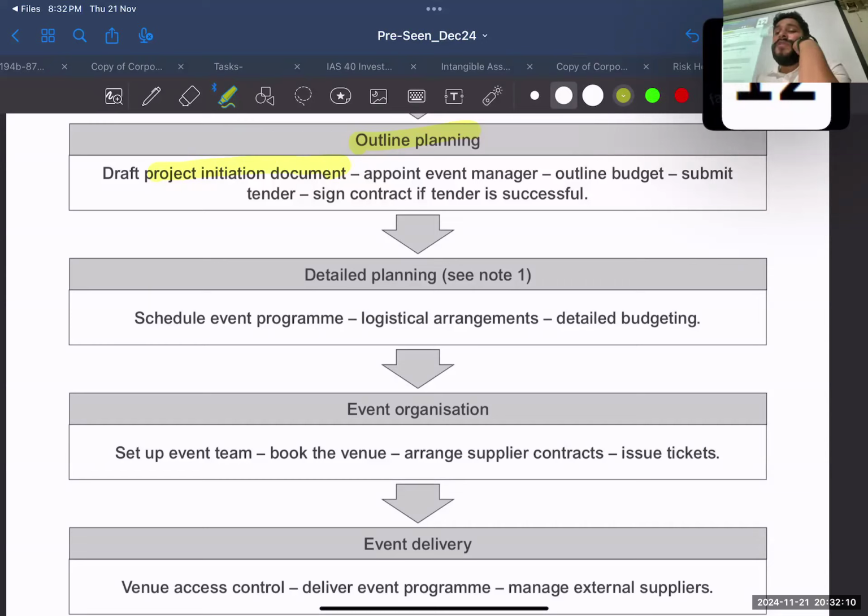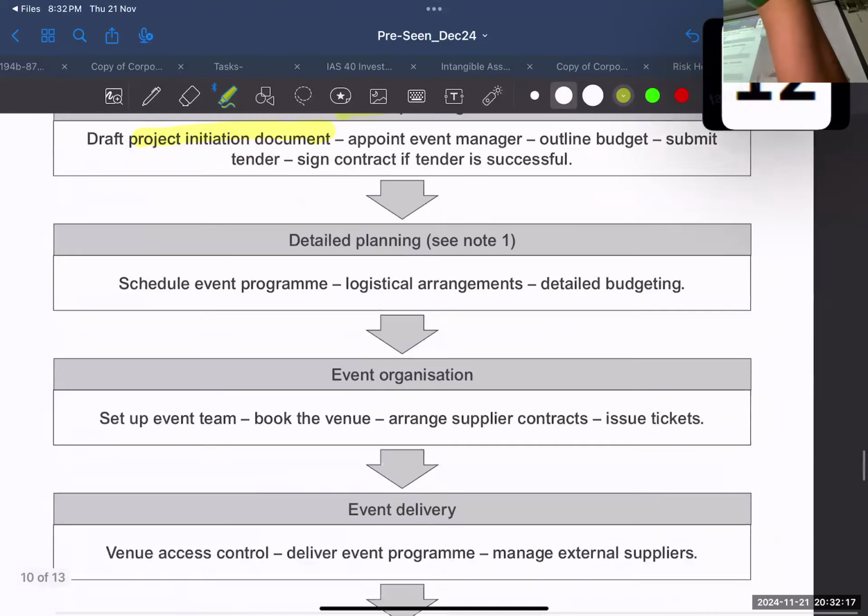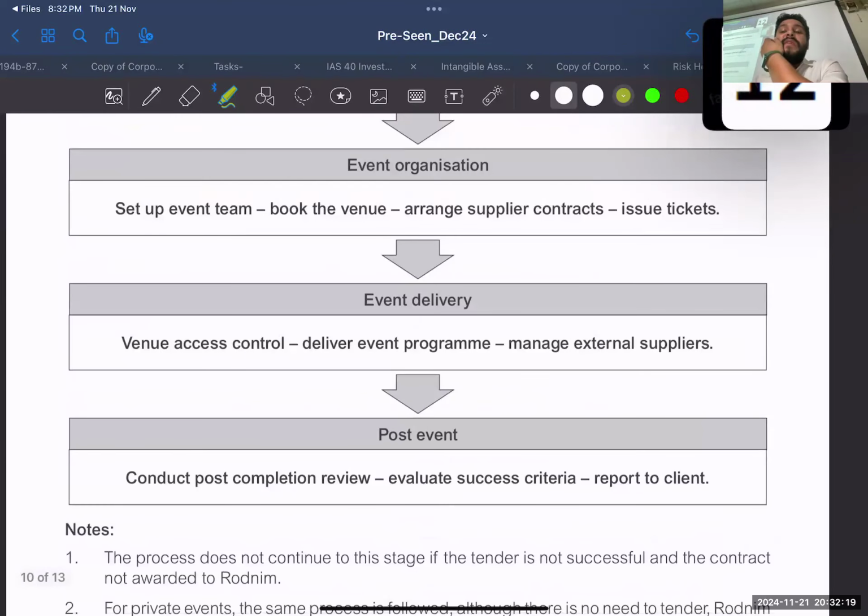Then event organization, set up the event team, book the venue, arrange the supplier contract and issue tickets. Event delivery, venue access control, deliver the event program, manage the external suppliers. External supplier? Yes, these are total 6 or 7 phases.